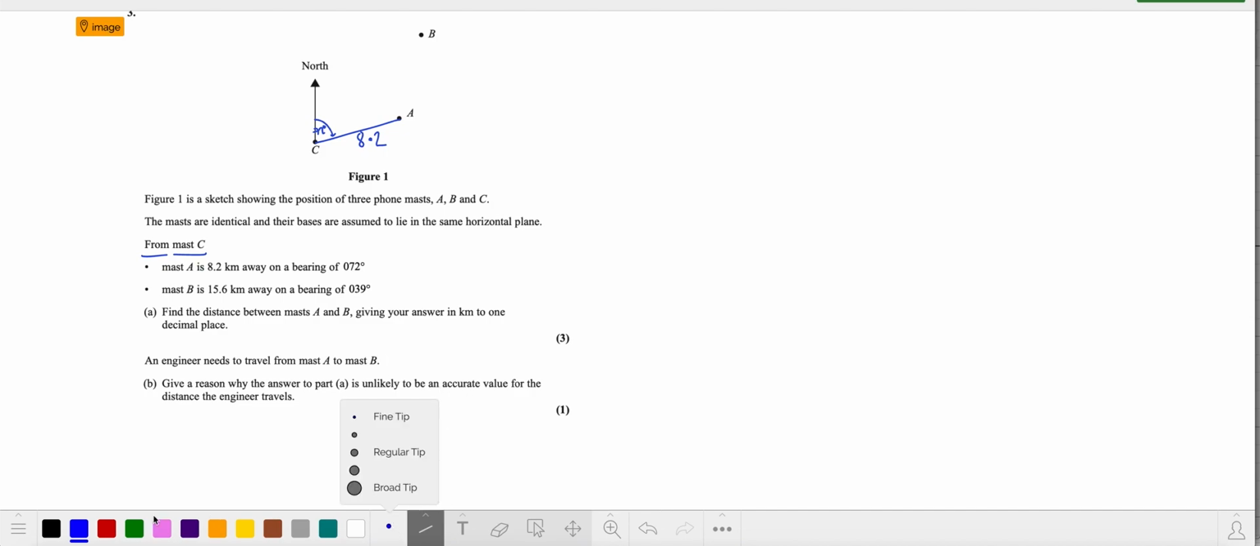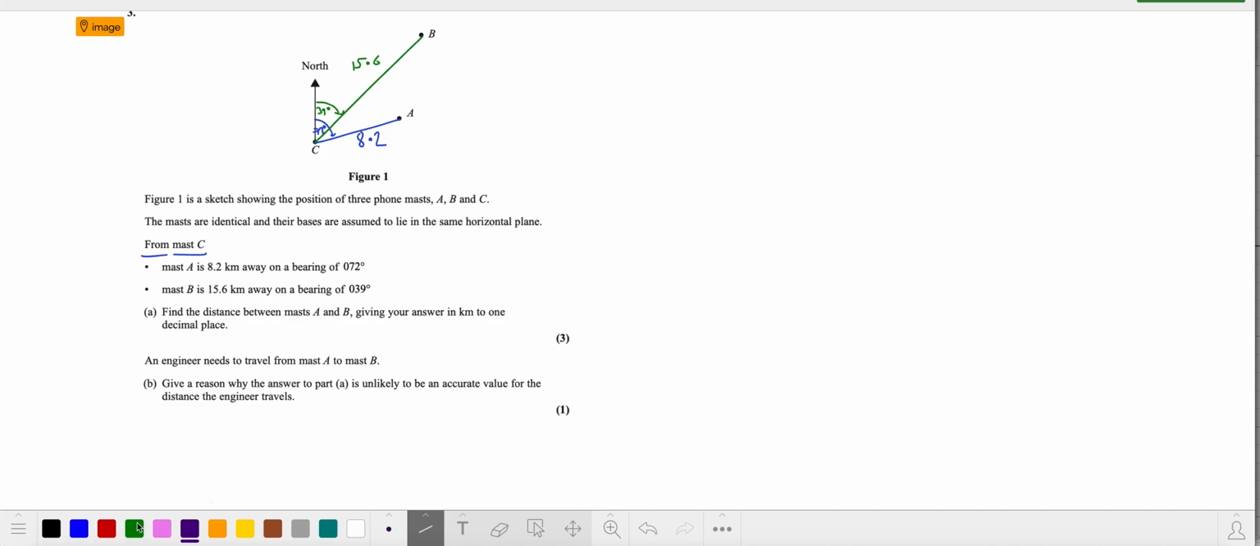We can do a similar thing, I'll change colour, with the other piece of information. Mast B is 15.6 kilometers away, on a bearing of 39 degrees. Find the distance between masts A and B, giving your answer in kilometers to one decimal place.